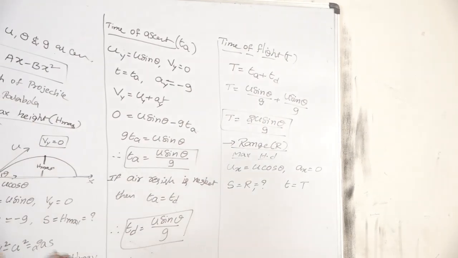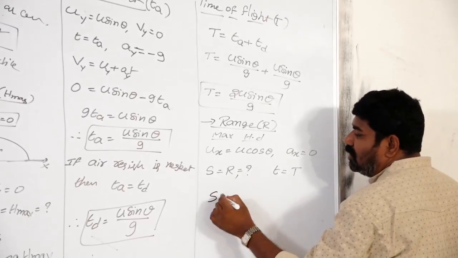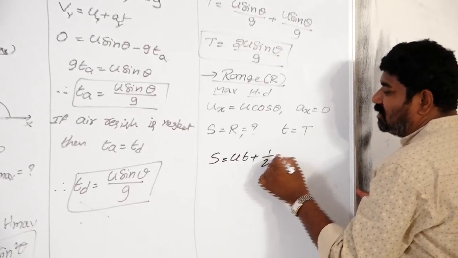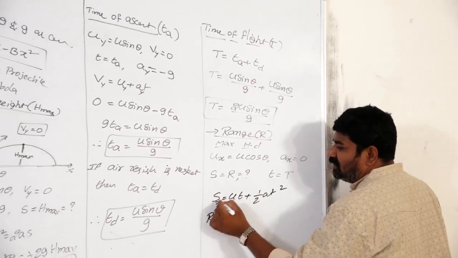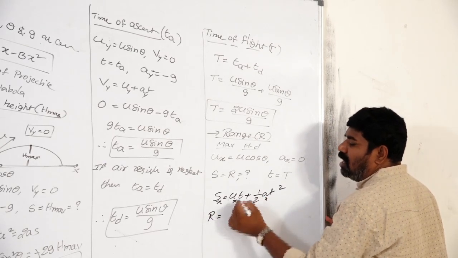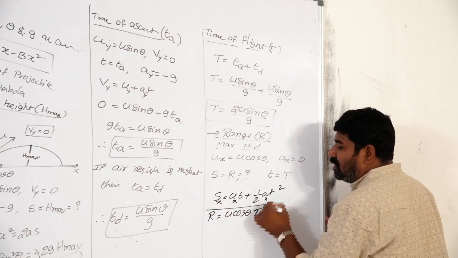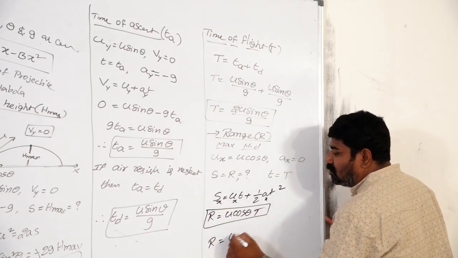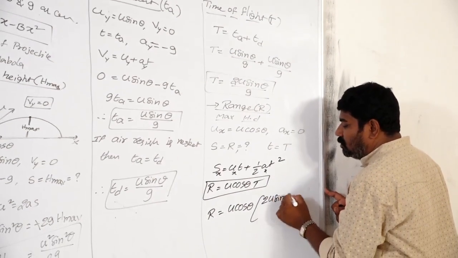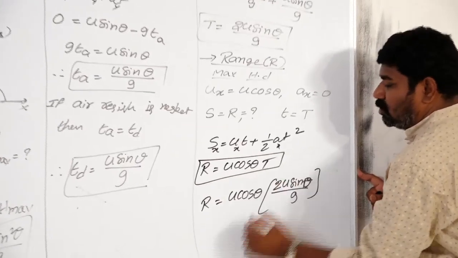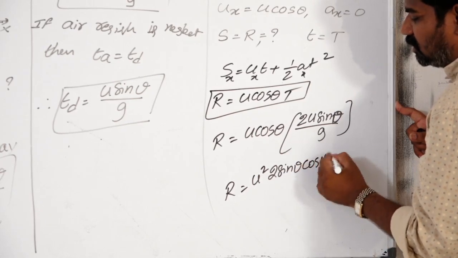Time of flight. We are using the formula S = ut + ½at². Sx = ux·t, so range R = u cos θ into time of flight, which is 2u sin θ by g. So range R = u² · 2 sin θ cos θ by g.